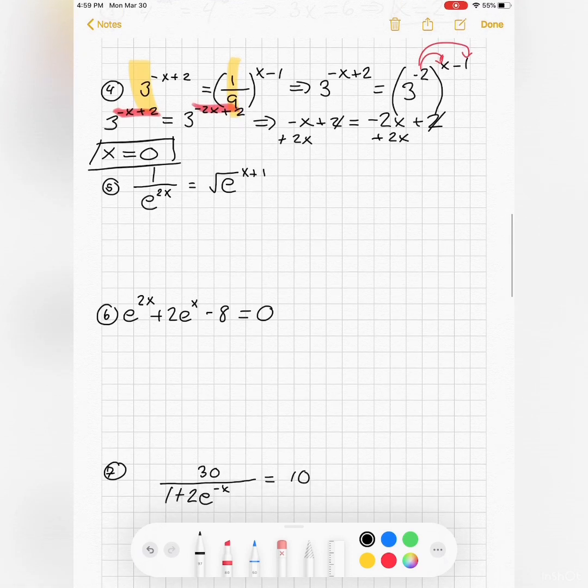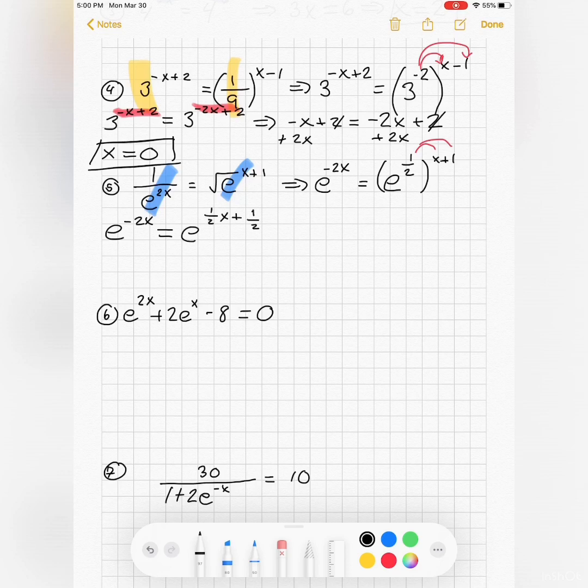Number 5, I actually have a common base as well. And this one is base e. So let me see if I can rewrite these. 1 over e to the 2x, isn't that the same as e to the negative 2x? And then square root is the same as power 1/2. Look like that. Again, power to a power, multiply. So e to the negative 2x is e to the 1/2 x plus 1/2.